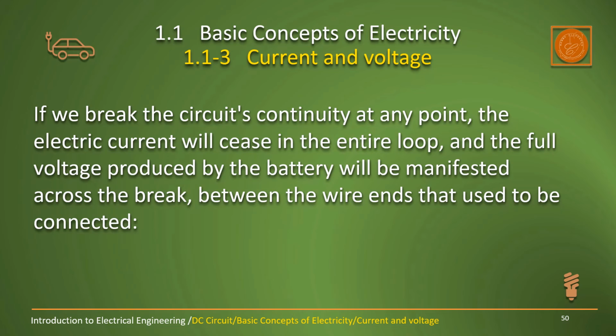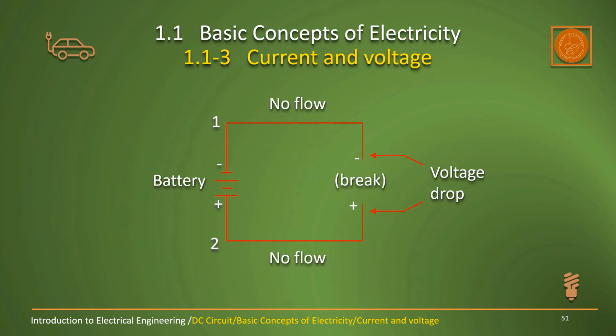If we break the circuit's continuity at any point, the electric current will cease in the entire loop, and the full voltage produced by the battery will be manifested across the break between the wire's ends that used to be connected, like this. This is the circle.